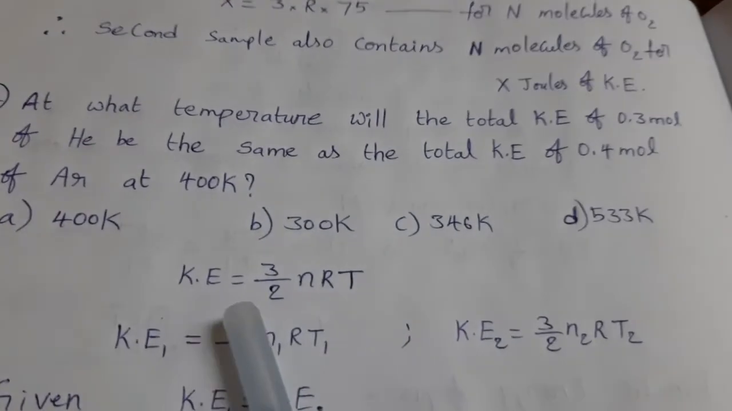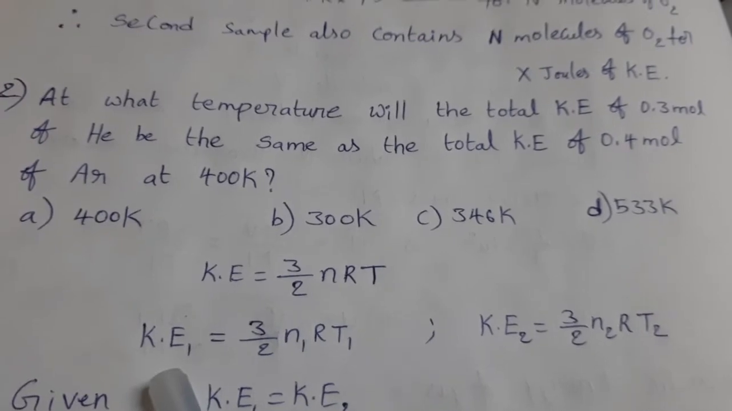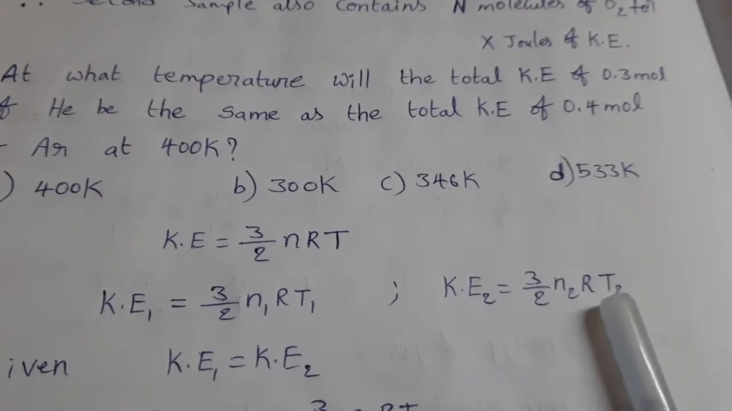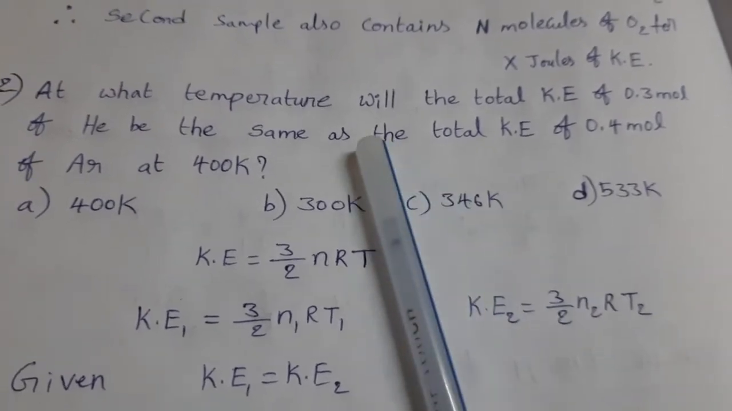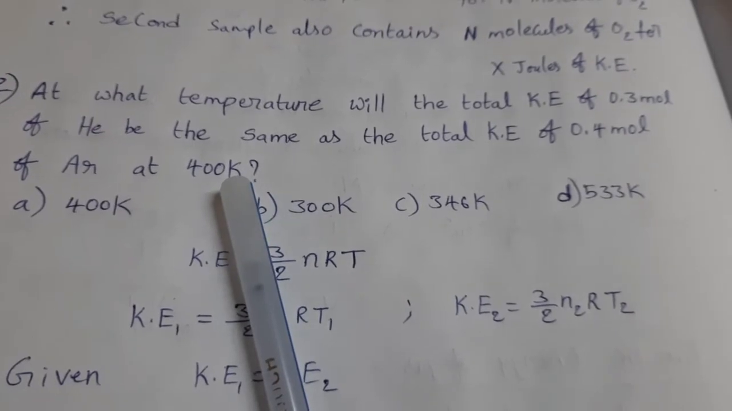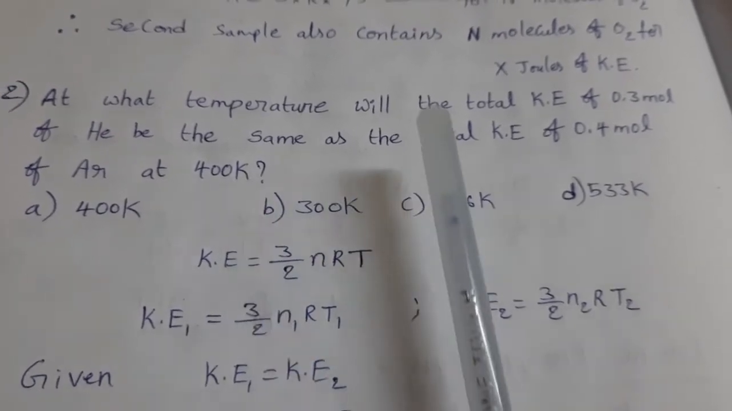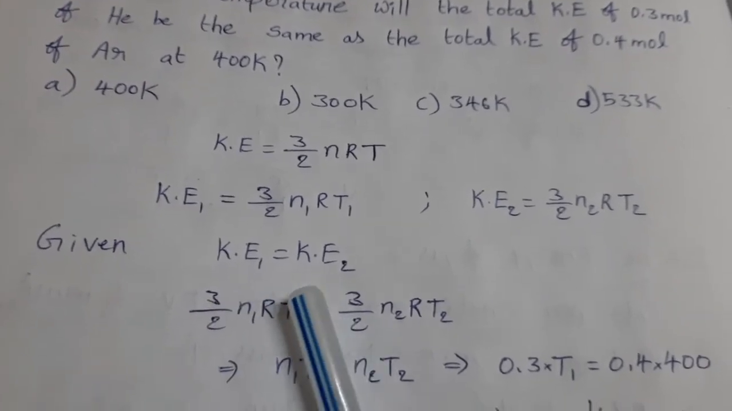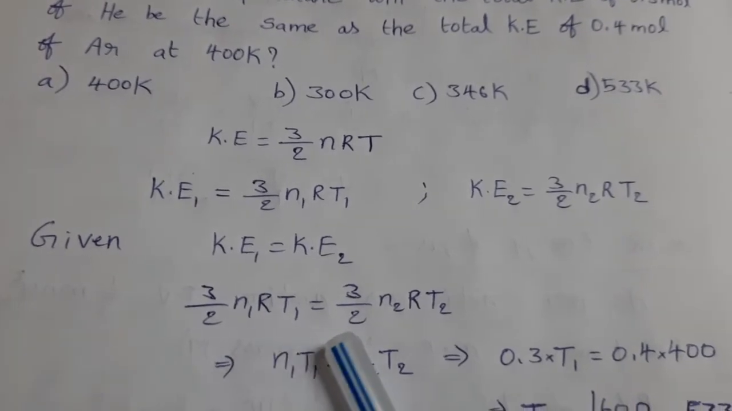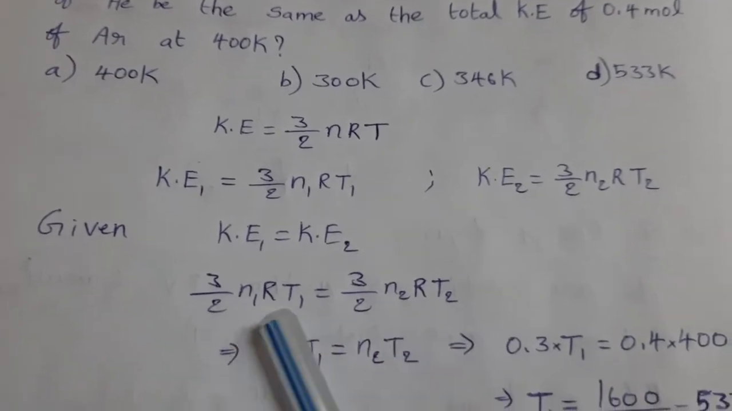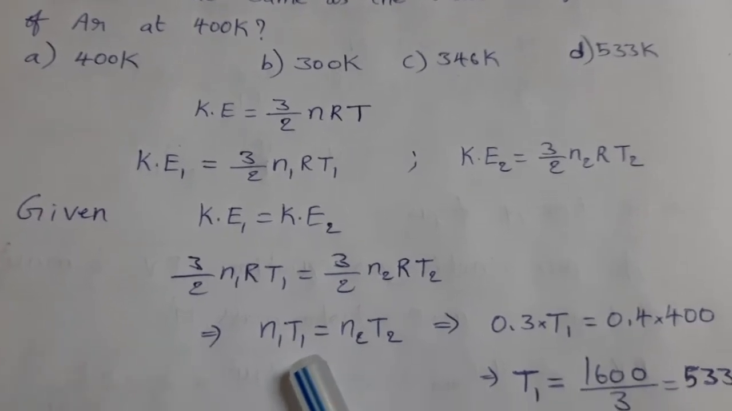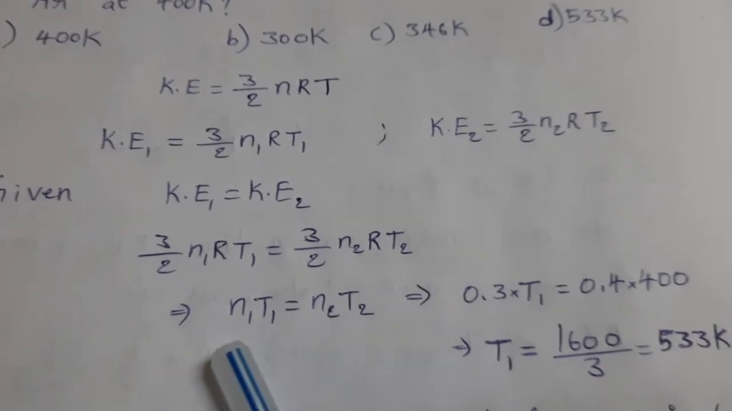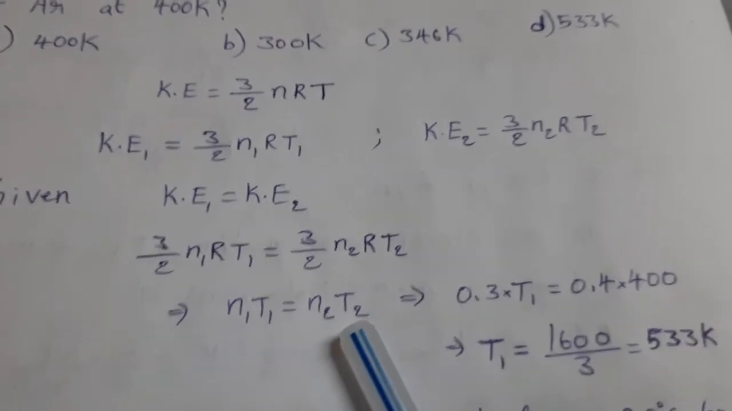Say this. Ke equal to 3 by 2 nRT. Ke1 equal to 3 by 2 n1 R T1. Ke2 equal to 3 by 2 n2 R T2. According to the given condition, at this temperature these two gases have same kinetic energy. Then we can equalize this: Ke1 equal to Ke2, 3 by 2 n1 R T1 equal to 3 by 2 n2 R T2. After cancellation of common terms, we get n1 T1 equal to n2 T2. This is related to helium, this is related to argon.